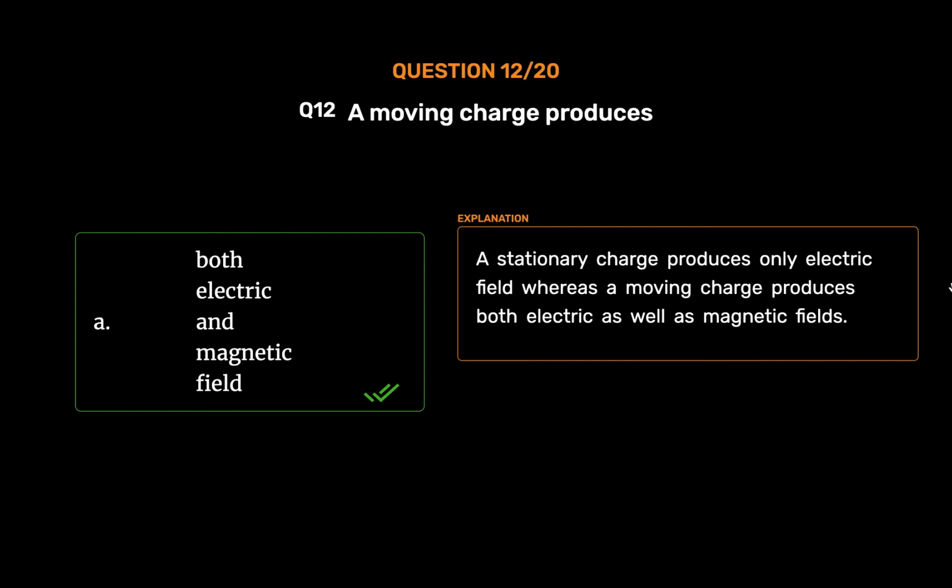A stationary charge produces only electric field, whereas a moving charge produces both electric as well as magnetic fields.